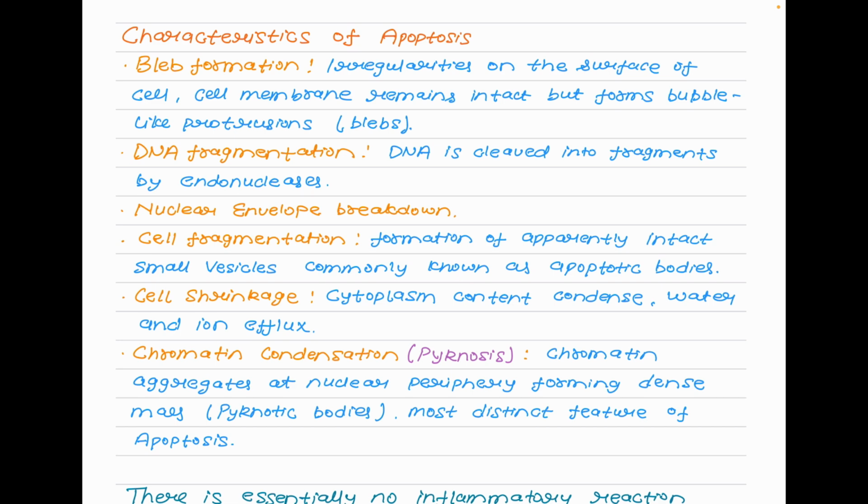The demise of cells by apoptosis is marked by a well-defined sequence of morphological changes. Apoptosis exhibits cell shrinkage, chromatin condensation, which is also known as pycnosis, nuclear fragmentation, and plasma membrane blebbing, culminating with the formation of apparently intact small vesicles. These are also known as apoptotic bodies, that are efficiently taken up by neighboring cells with phagocytic activity and degraded with lysosomes.